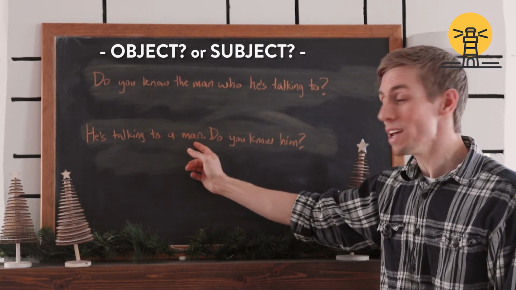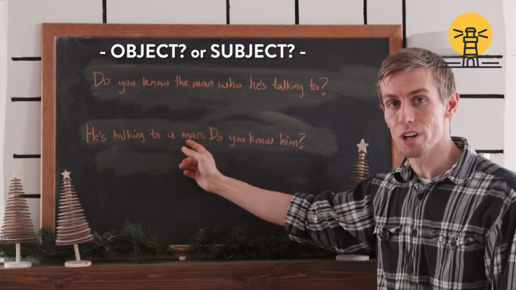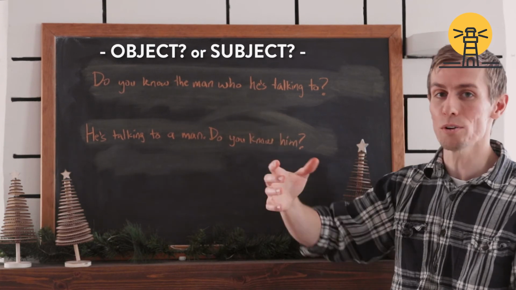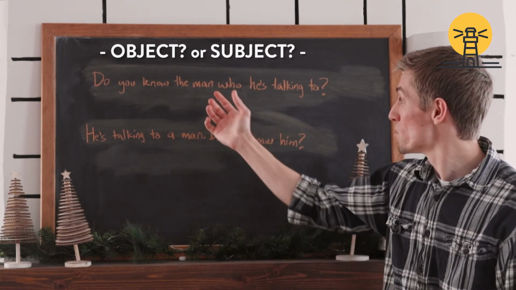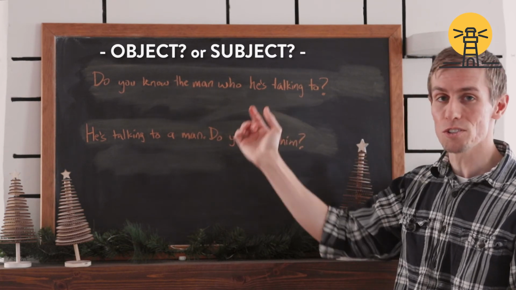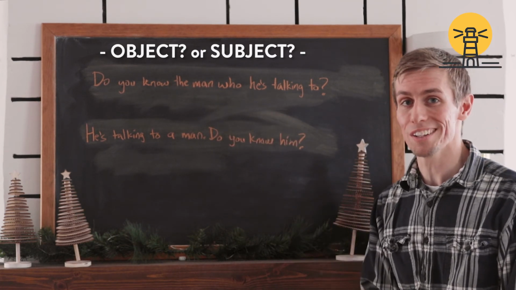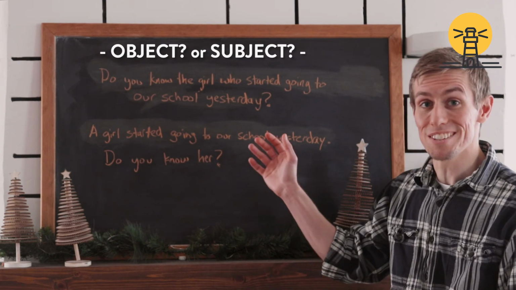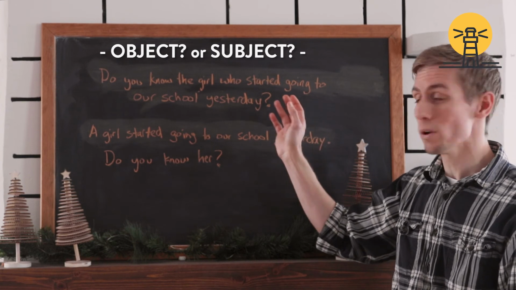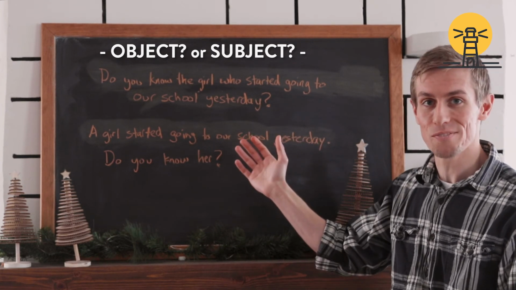In this sentence, man functions as the object of the sentence. And because of that, we can take who out of the sentence. So, for example, we could say, "Do you know the man he's talking to?" And that's still great in English. Now, let's try this sentence. "Do you know the girl who started going to our school yesterday?"